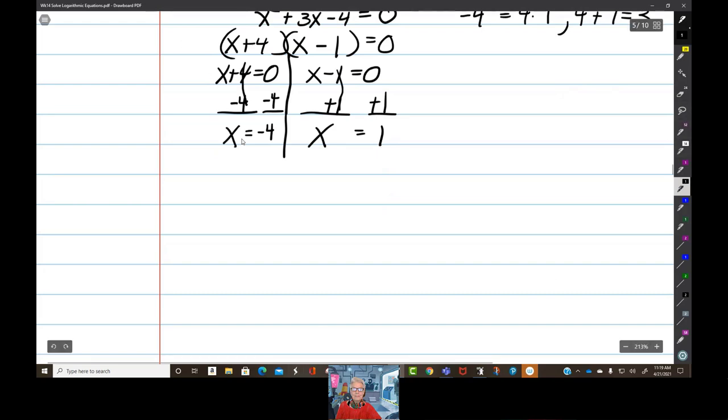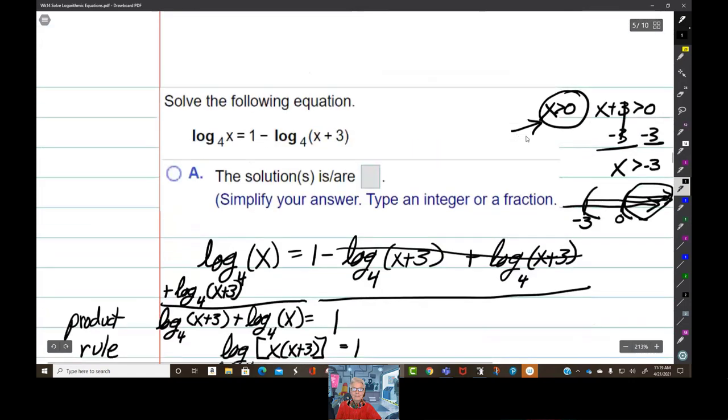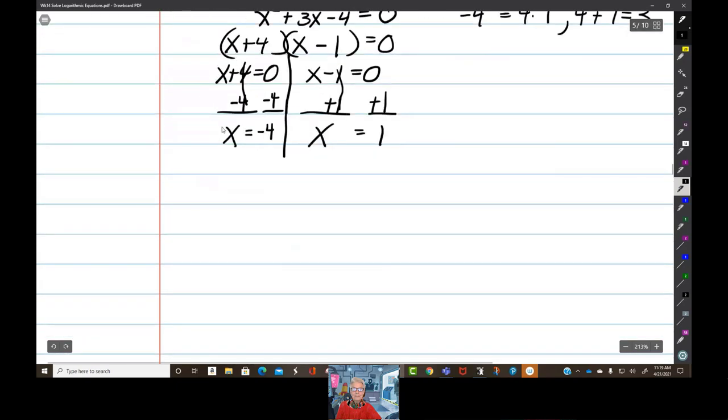Okay, now, you know that both of these answers are not going to be our answer because our domain tells us that our solutions to this equation have to be greater than zero. Negative 4 is not greater than 0. Not the last time I looked. So 1 is going to be our only answer.